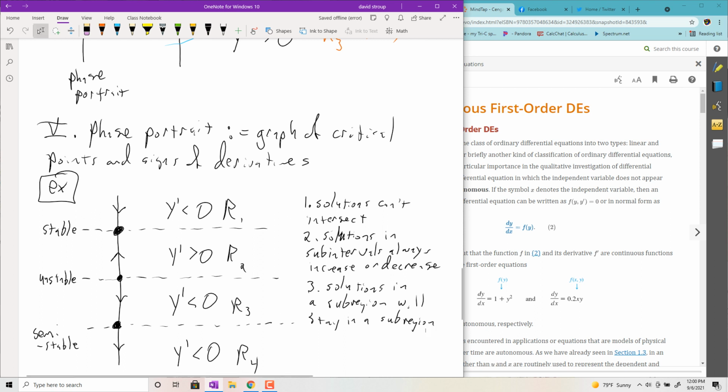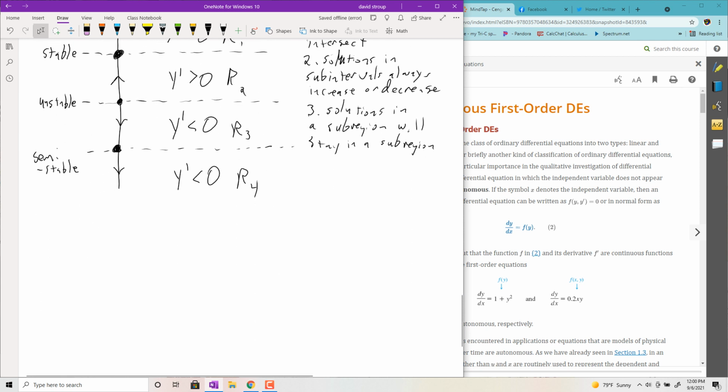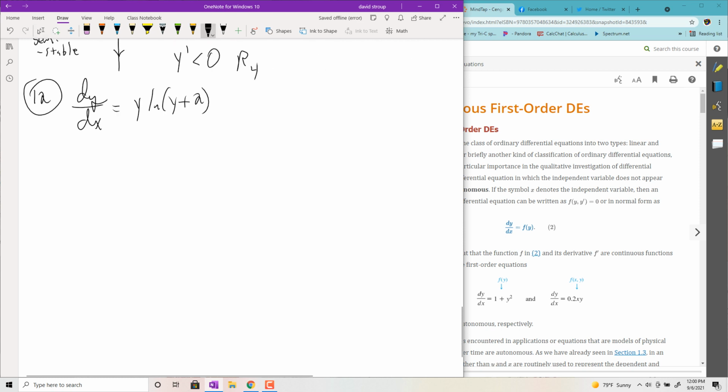Okay, so anyways, let's investigate one of these problems. Look at number 12. dy/dx equals y ln(y plus 2). So there's some restrictions on the y values here because of the natural log. I would just note that y has to be greater than -2. So when I go to my phase portrait, I'm not going to go below that value.